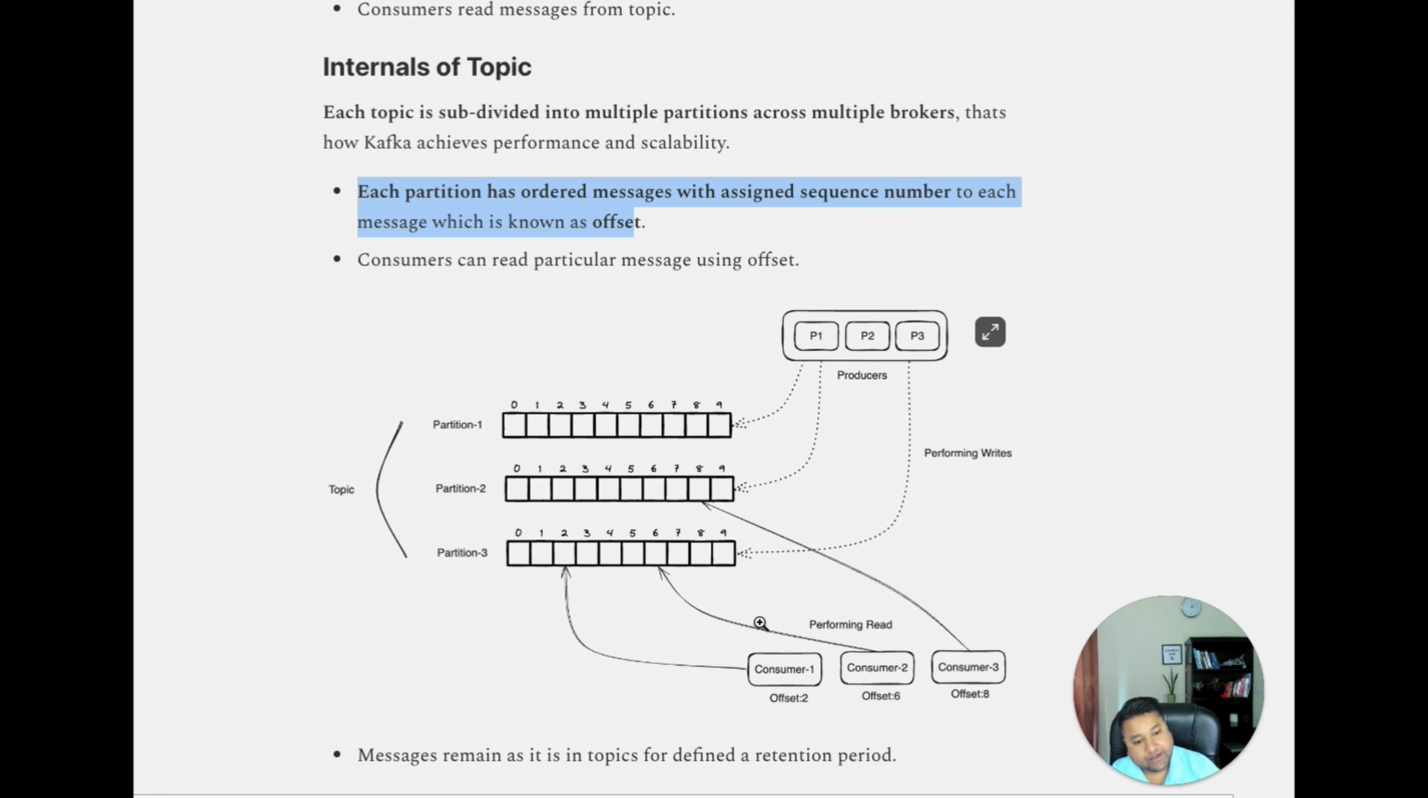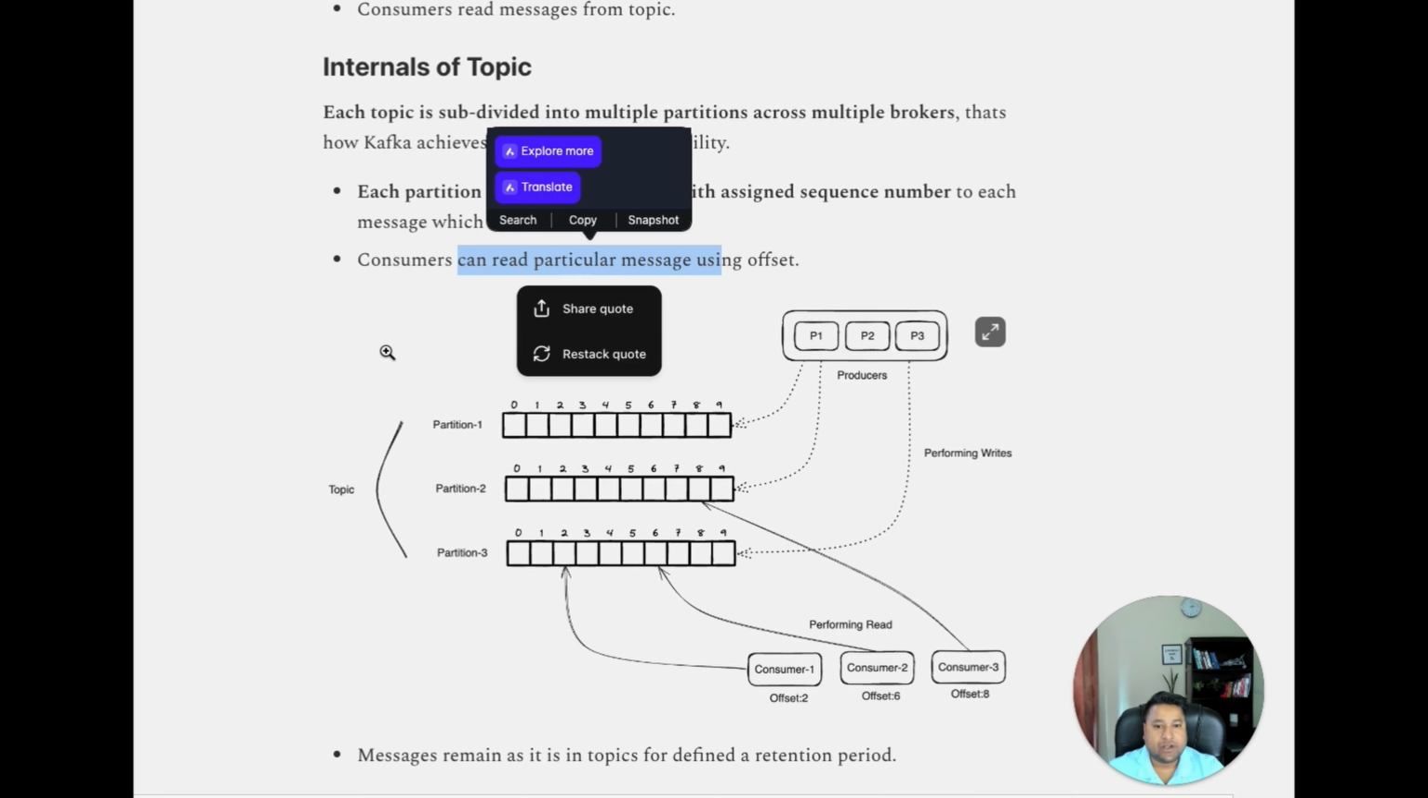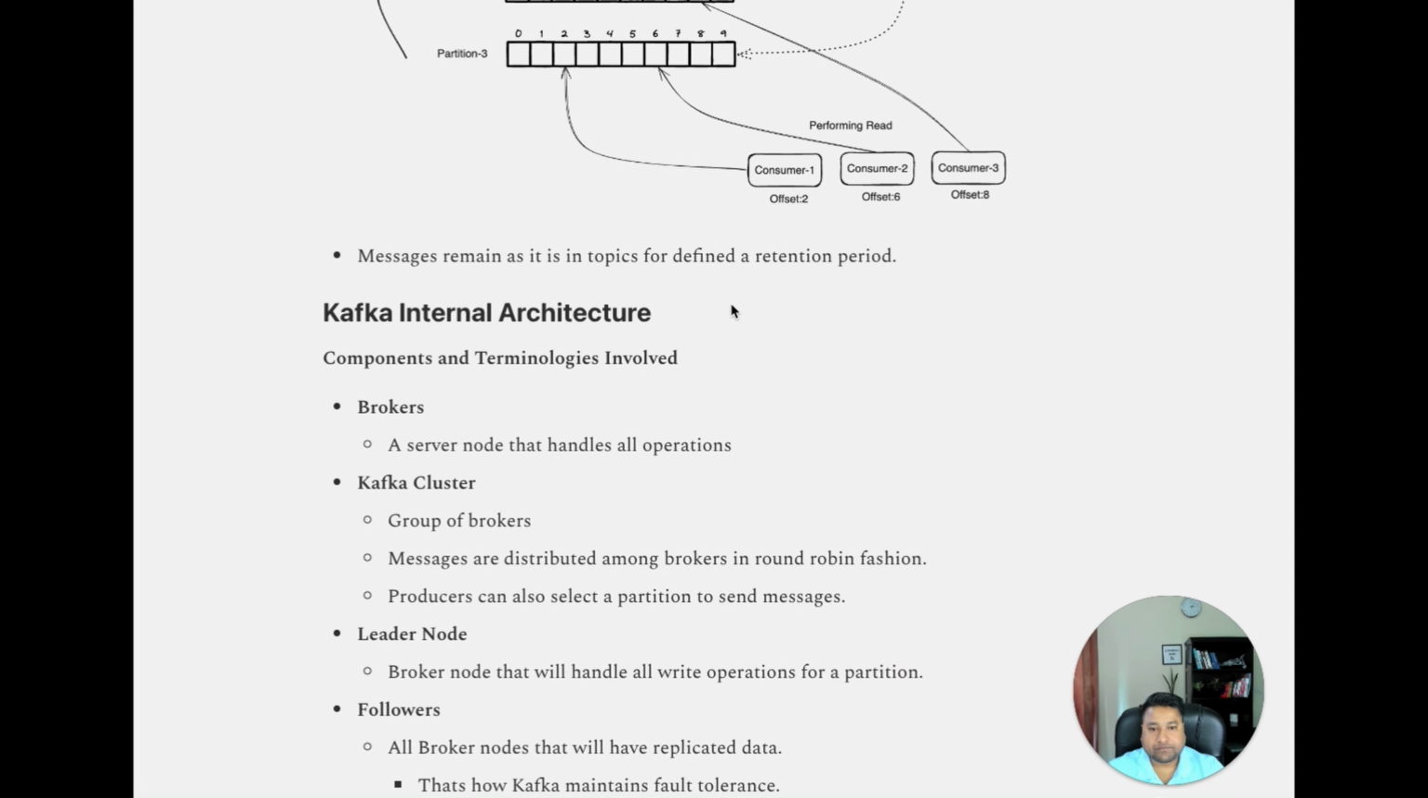Now another fact is that ordering of messages can only be achieved within a single partition. You cannot achieve ordering of events across multiple partitions, right? Because each partition is persisting data, there is no way that you can maintain a sequence across multiple partitions. So an ordered partition will contain ordered messages, which means they are in sequence within a single partition only. All right, so this is the concept of offset. Consumers can read a particular message using an offset, right?